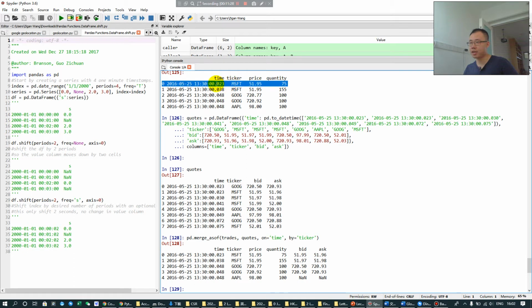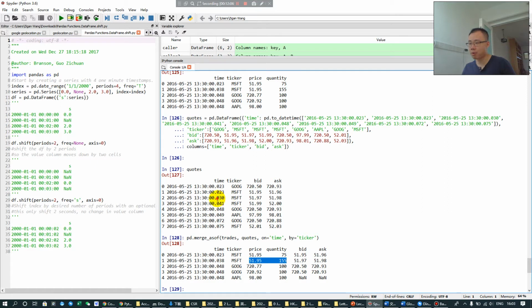For this trades data, the hour, minute, and seconds are the same, so we look at the milliseconds after the decimal. So 0, 2, 3 matches with the 0, 2, 3 here. So the bid and ask prices are being merged here. For this Microsoft, it's 038, and we have the price and the quantity here, exactly the same.